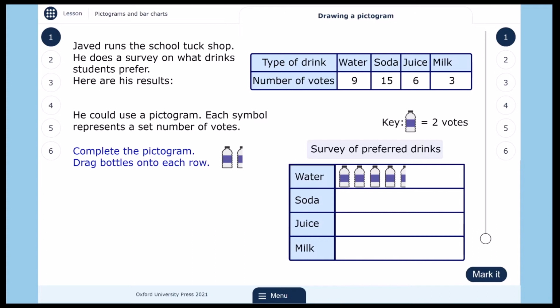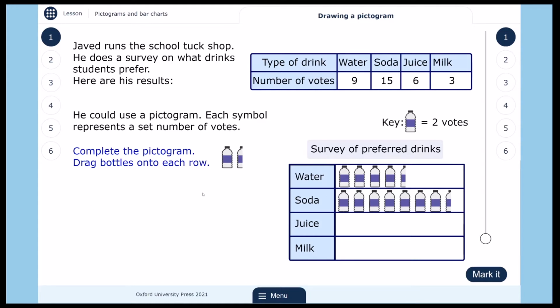The next drink in my table is soda, which had 15 votes. Let's represent this on our pictogram now. So, this would be 2, 4, 6, 8, 10, 12, 14, and to get 15 I'm going to need half a bottle. So soda is representing 15 votes in total.